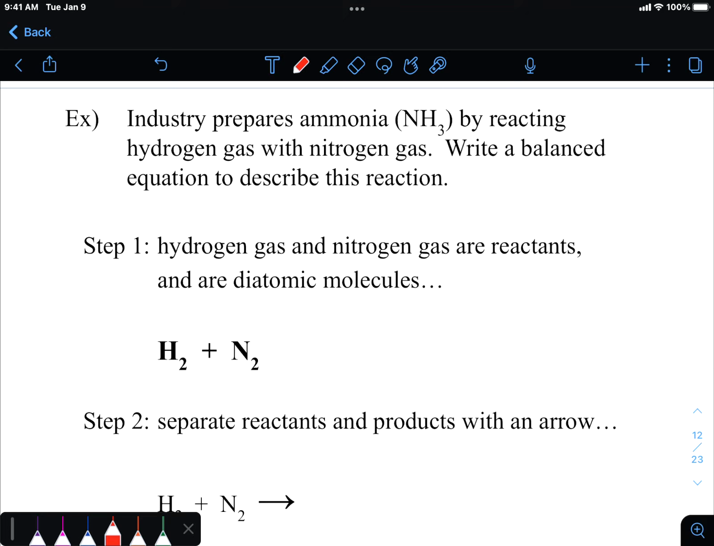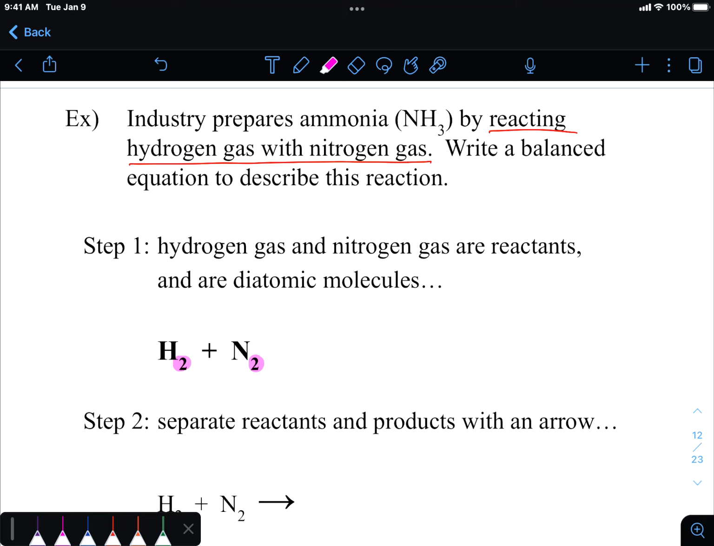So industry makes ammonia by reacting hydrogen gas with nitrogen gas. We want to write a balanced equation. So the first thing you need to do is figure out what the reactants are, right? So you read the description and you interpret, all right, well, they say they're reacting these 2 things. So the 2 things that are reacting, those are going to be the reactants, right? And so you write them on the left-hand side. And because those 2 are both diatomic elements, you would write them with the subscript of 2.